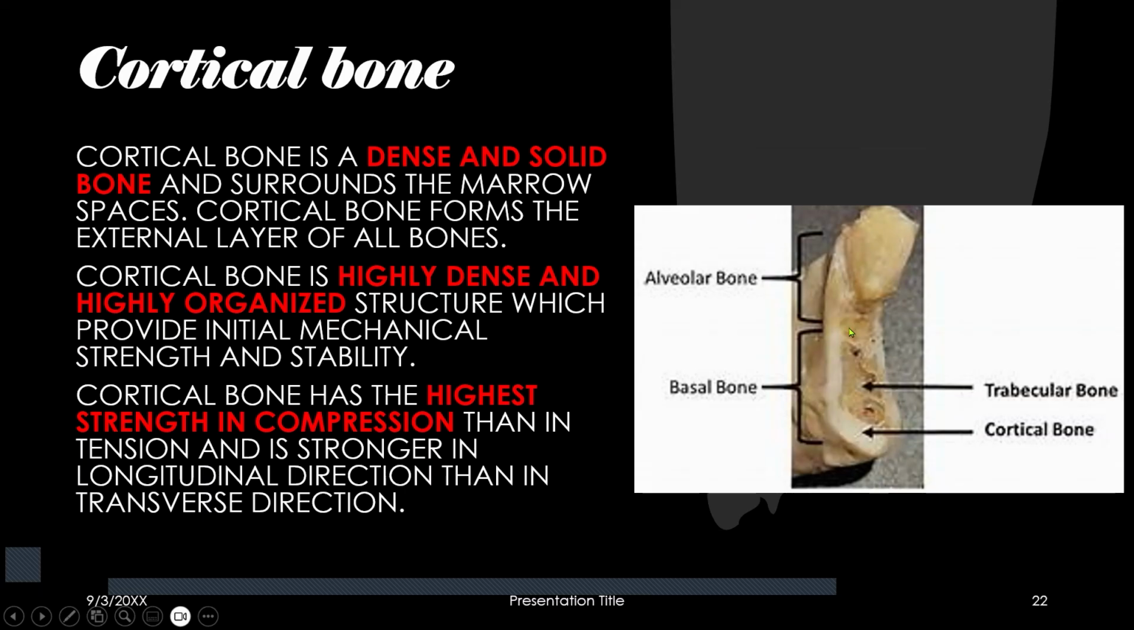So if any patient or any doctor thinks that the cortical bones are placed only in the deeper part, or only in the layer where there is a hard bone at the apex only, you're wrong. The cortical bones are available all around. The center part is your cancellous bone or the trabecular bone.